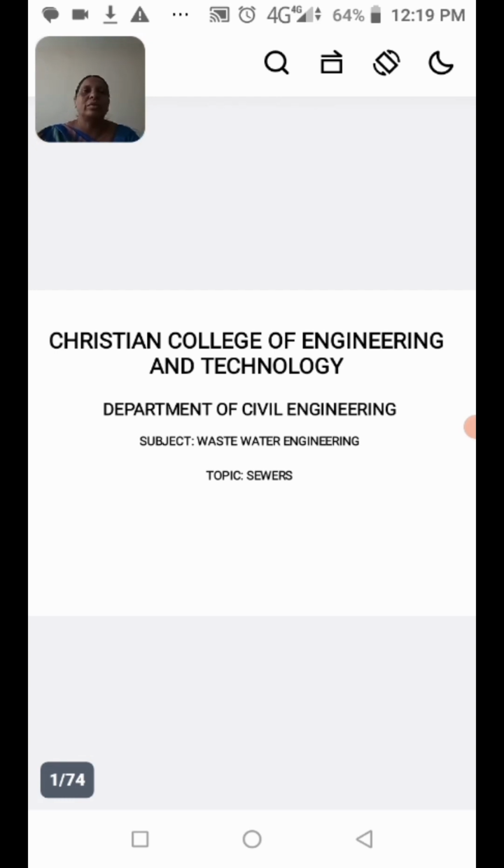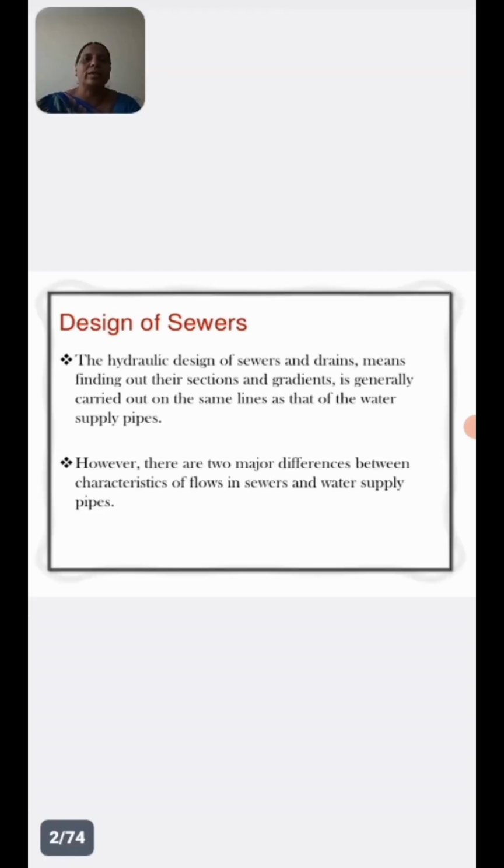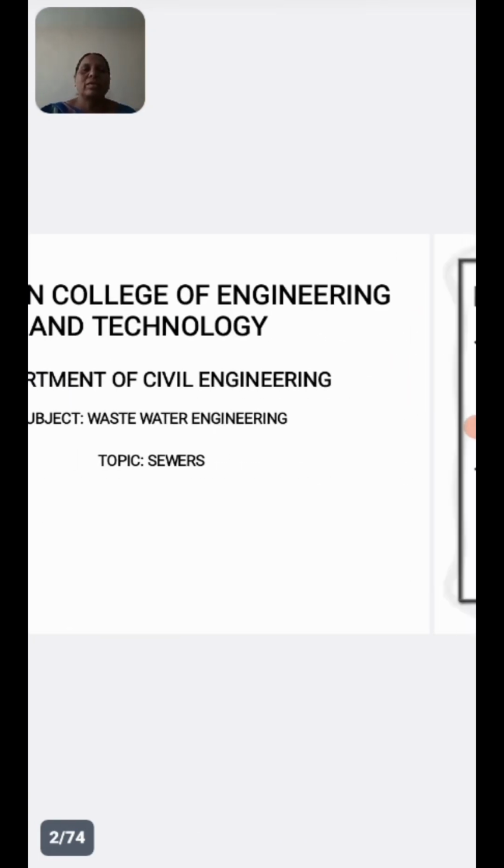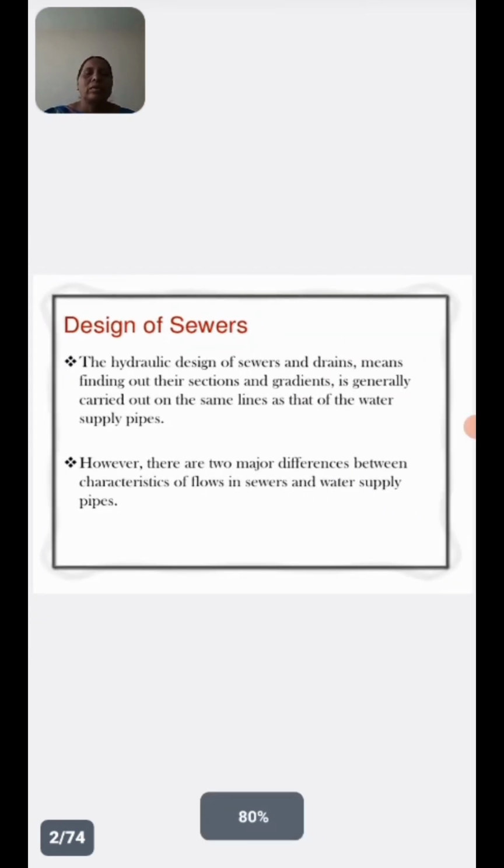Today's topic: sewers in wastewater engineering. In this session, we are going to see the design of sewers. The hydraulic design of sewers and drains, which means finding out their sections and gradients, is generally carried out on the same lines as that of the water supply pipes.